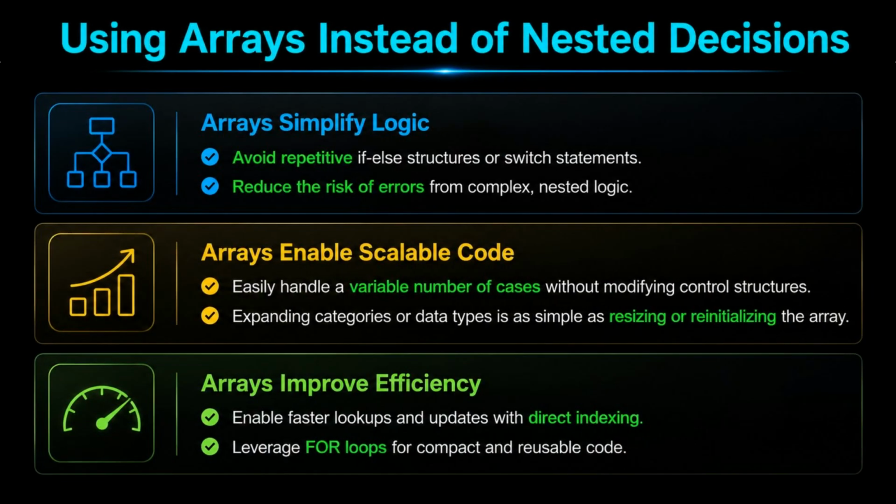Arrays can replace long chains of if-else statements or switch cases entirely. They simplify logic by avoiding repetitive conditional structures, reducing the risk of errors that come with complex nested logic. They enable scalable code, handling a variable number of cases without ever touching your control structures. Adding a new category is as simple as resizing the array. And they improve efficiency, since direct indexing gives you faster lookups and updates, especially paired with a for loop.